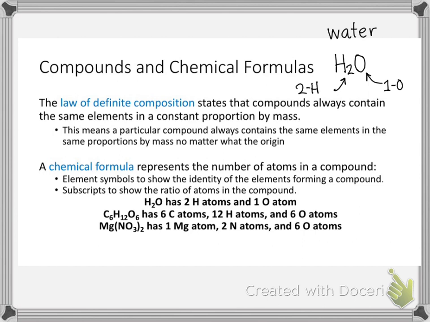And so that's when they talk about the law of definite composition, always having the same elements in the same proportion. Water would be an example of that. Regardless of where the water came from, it would be H2O. It would have that same composition. Now the chemical formula, which I wrote there as water, H2O, does tell you the types of elements that are there and how many are there. So we use the subscripts, you can see right here, to show how many of each type of element we have.